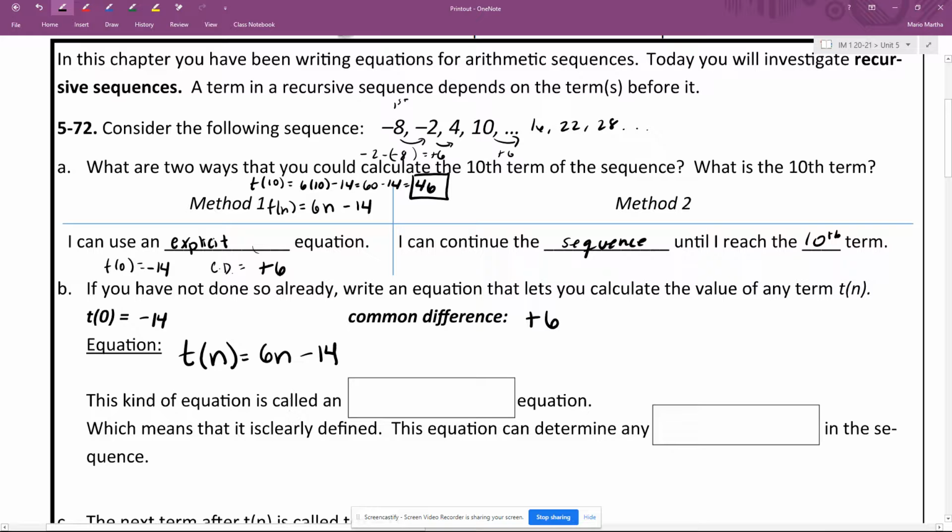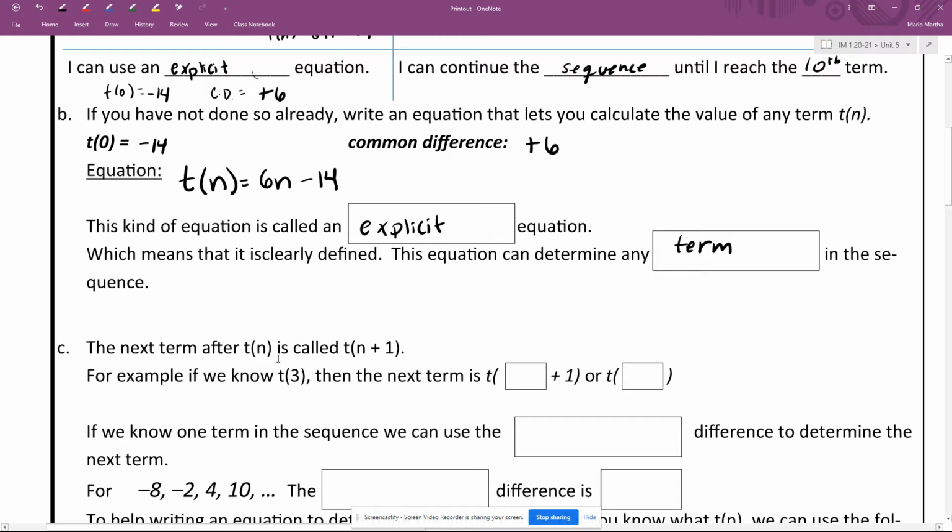So this kind of equation is called an explicit equation, which means that it is clearly defined. This equation can determine any term in the sequence. The next term after T of n is called T of n plus 1. For example, if we know T of 3, then the next term would be T of 3 plus 1, or just T of 4.